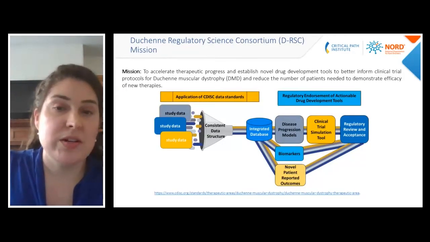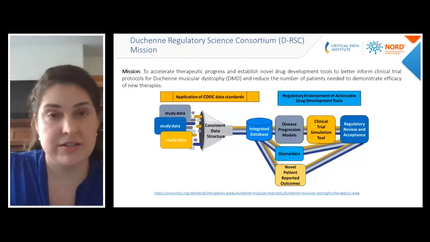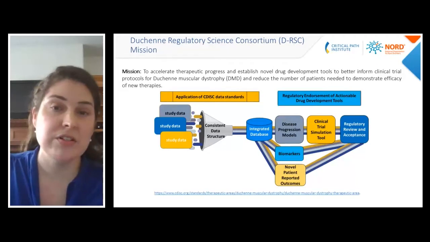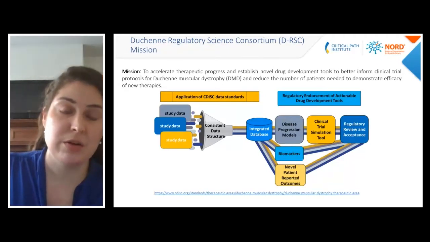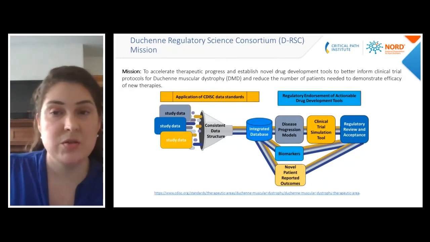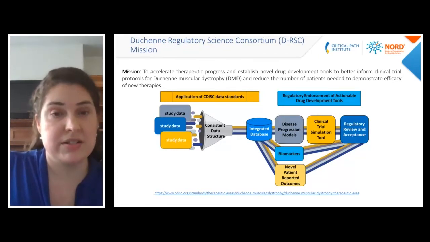So this is just a quick summary of the Duchenne Regulatory Science Consortium, D-RSC. The mission is to accelerate therapeutic progress and establish novel drug development tools to better inform clinical trial protocols for Duchenne muscular dystrophy and reduce the number of patients needed to demonstrate efficacy of new therapies. The data is incredibly important to the D-RSC mission.